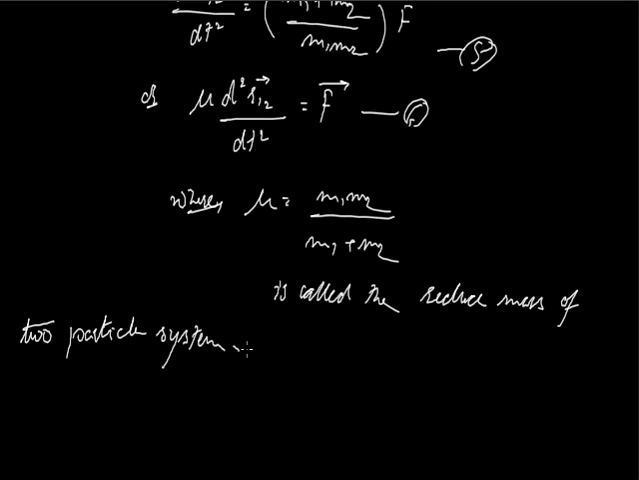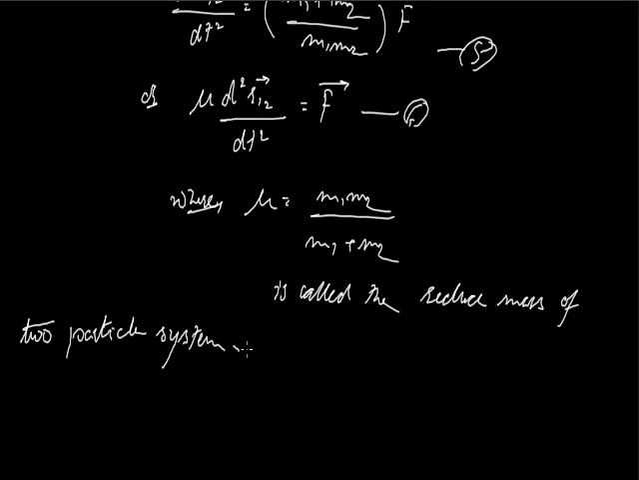This is the equation of motion of a single particle, a body of mass mu, whose position vector related to origin is r12. Therefore, in the two particle system, any problem of two particles with position vectors R1 and R2, which are in relative motion due to the mutual interaction forces, can be replaced by a single particle problem whose position vector will be r12. That means a two particle system problem can be replaced by a single particle problem whose reduced mass is given by mu, where mu is equal to M1 M2 upon M1 plus M2.